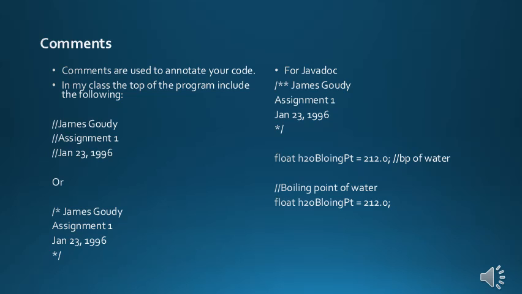Now we have a couple different styles for how we can comment our code. We can use the // and if we use the double slash, we can comment on a line. So you can see here an example of James Gowdy, assignment 1, January 23, 1996. Or we can do multiple lines. So we can do /*, and then we can write out paragraphs if we want to, or multiple lines, ending it with a */.